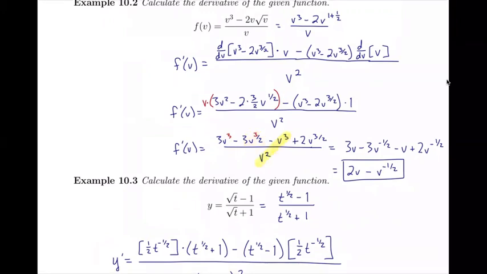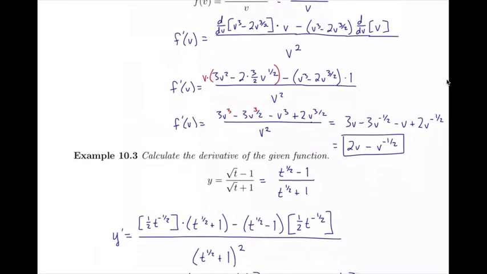This term is negative v cubed over v squared. That's negative v. Again, the powers cancel. 3 minus 2 is 1. And then plus 2v to the negative 1 half again. 3 halves minus 2 is negative 1 half. So then we have like terms to put together, but 3v minus v is going to be 2v. And then negative 3v to the negative 1 half plus 2v to the negative 1 half is negative v to the negative 1 half.